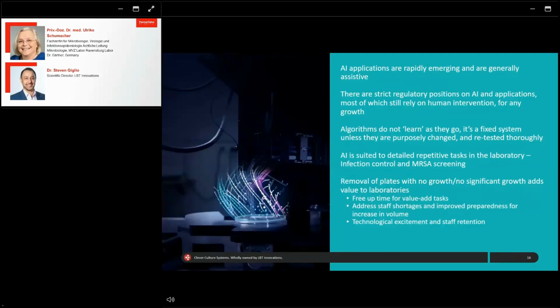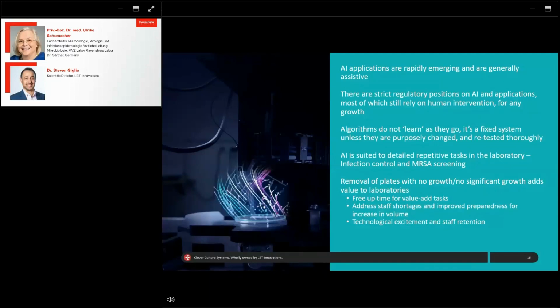We've talked about AI being suited to repetitive tasks, and infection control and MRSA screening is definitely one of those. And importantly, the removal of plates with no growth and no significant growth adds value to labs. There are a lot of things that go on in the micro labs. We're all looking to free up some time. It's hard to get good people. It's hard to keep good people.